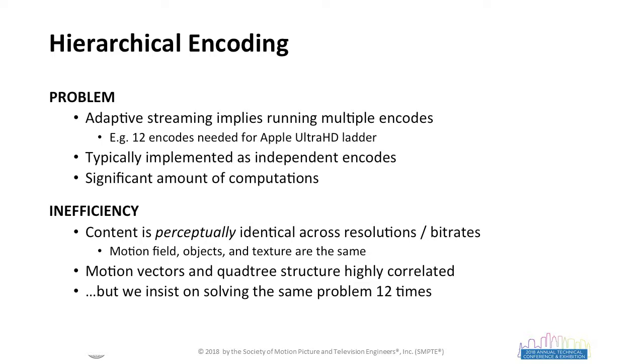So thus far, we've been talking about doing an individual encode of the asset. And I said that we were going to talk about adaptive bitrate streaming. So obviously, additional compute is required because in order to fulfill something like Apple's recommended Ultra HD HLS bitrate ladder, we're looking at 12 separate encodes, right? These were typically done as independent encodes, which obviously multiplies the amount of compute that you need by 12. So the thing about this is that the underlying content is perceptually the same.